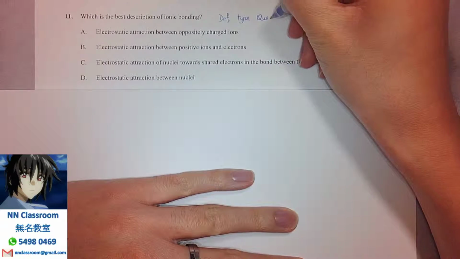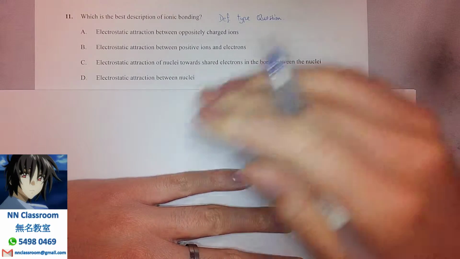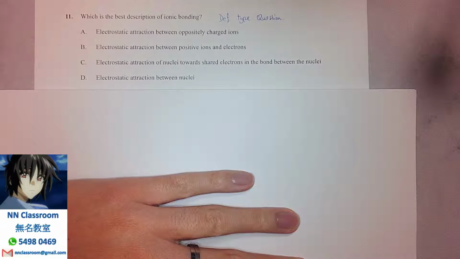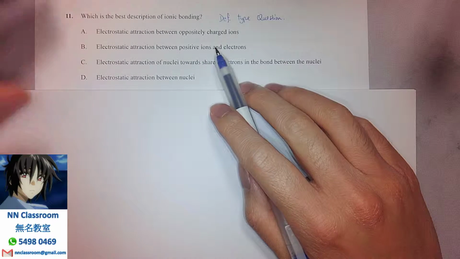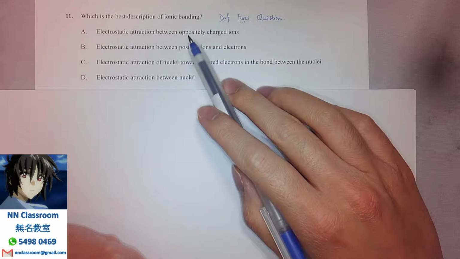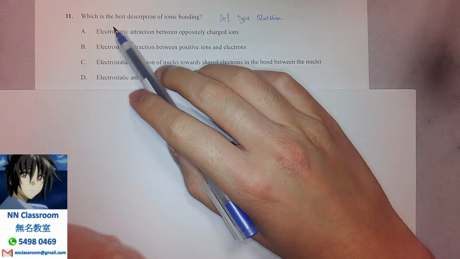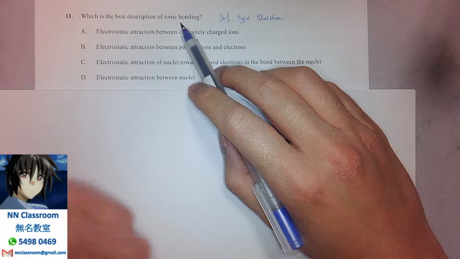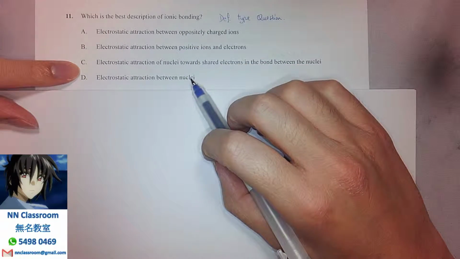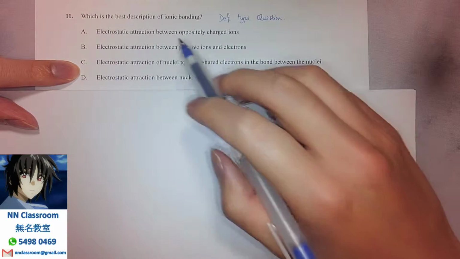Definition type question is nothing special, but just obviously asking for you to know the specific definition. Just like in this case, they're asking whether you can understand the definition behind the kind of bonding idea. As they're asking, which is the best description of the ionic bond? That means you are asked to choose the definition of the ionic bond, right? So in this case, let's see.